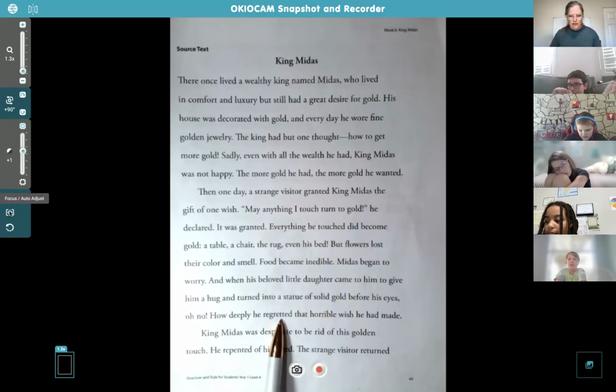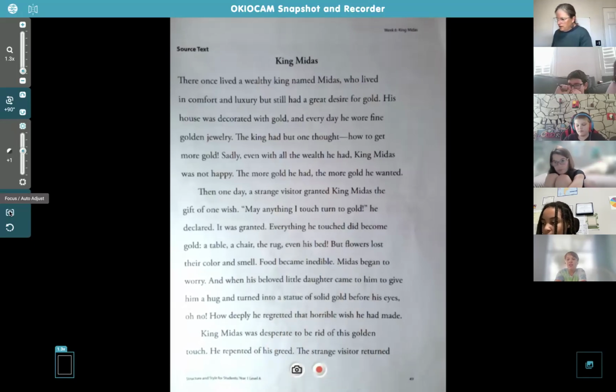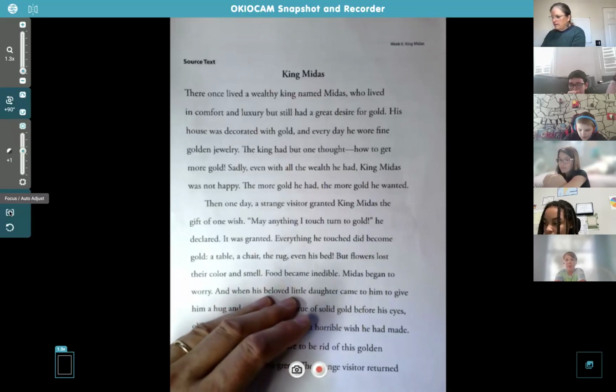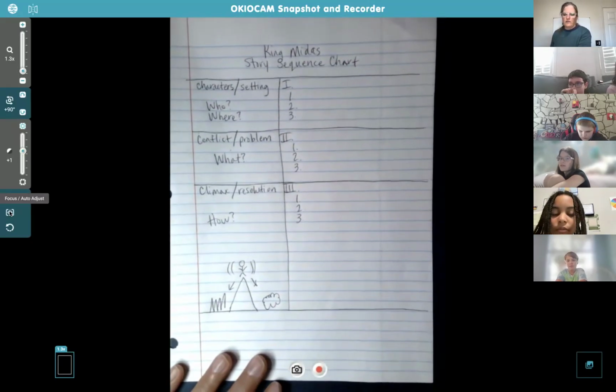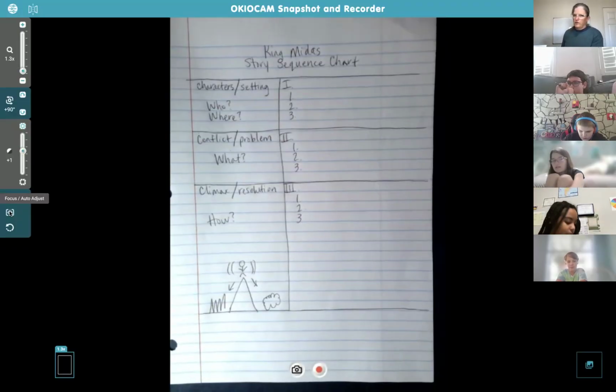And he regretted his wish. He wished he didn't ever make that wish. Okay. Just like you turn away from sin, you repent to God. Yes, exactly. You repent to God. That's right. And he forgives you.